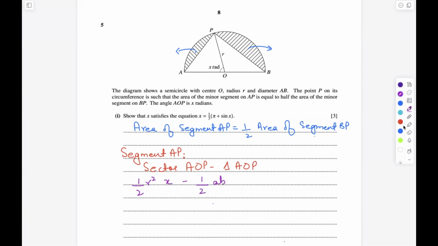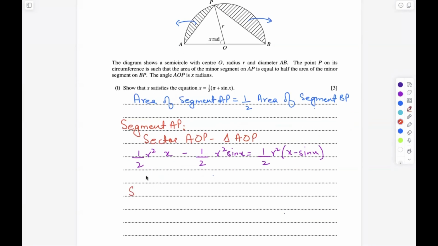So this will become half, and the two lengths are r and r, so that will become r squared, and the angle is x, so this will become sine x. As half r squared is common, we can simplify it and write it as half r squared into x minus sine x.